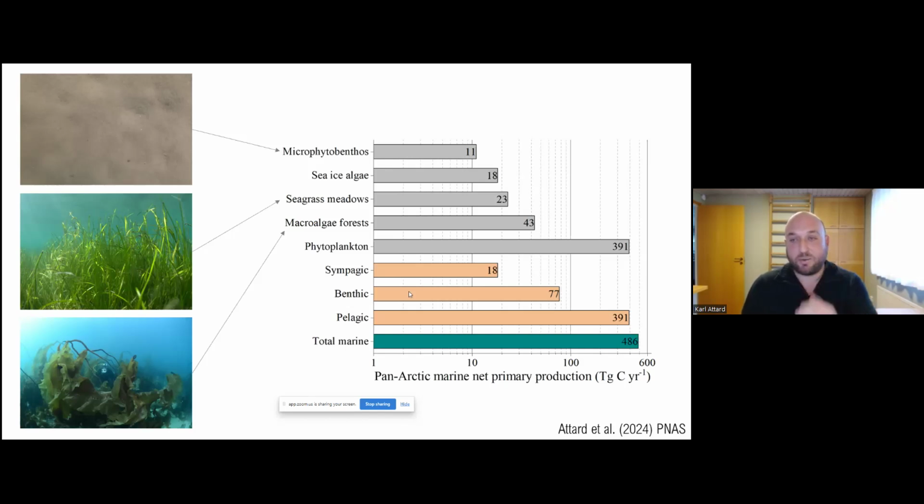And you can see here how it ranks against some other estimates. So sea ice algae is about 18, depending on what estimate you see. I think that's a median we took from some different studies. And for the pelagic, we just used one of the most recent numbers that we found based on ocean color remote sensing. So you can see that the benthic production is quite substantial and could amount to about between 20 to 35% of the phytoplankton production.